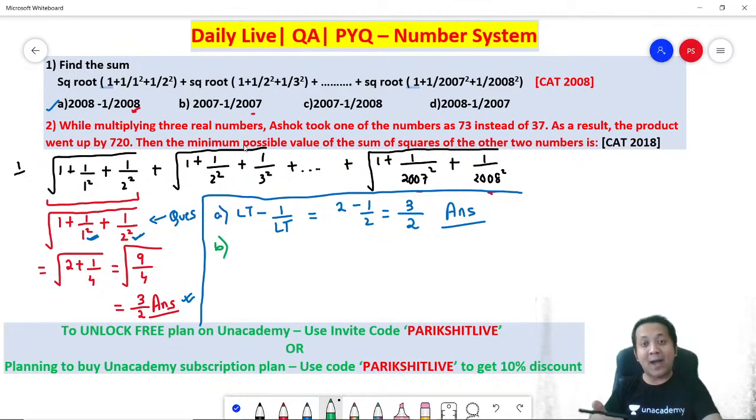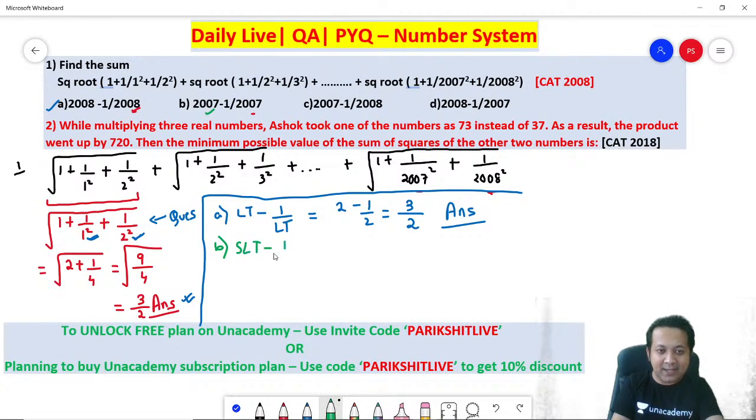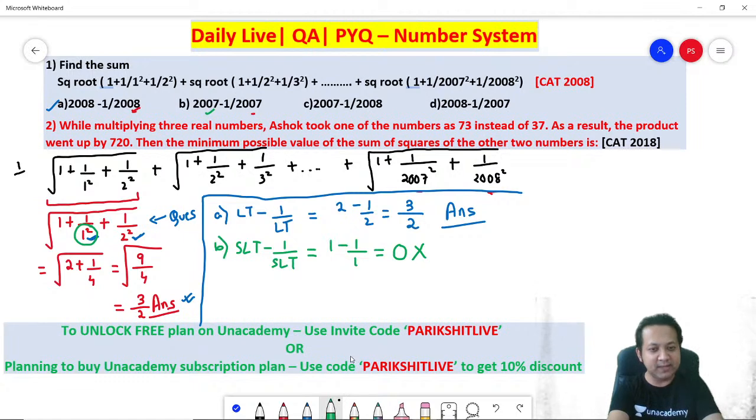Let's look at option B. 2007 minus 1 by 2007. Remember, in the original question, 2007 is the second last term, so second last term minus 1 divided by second last term. In your modified question, the second last term is 1. So 1 minus 1 by 1 is 0, and 0 cannot be an answer. So option B cannot be your answer. Do you get this?